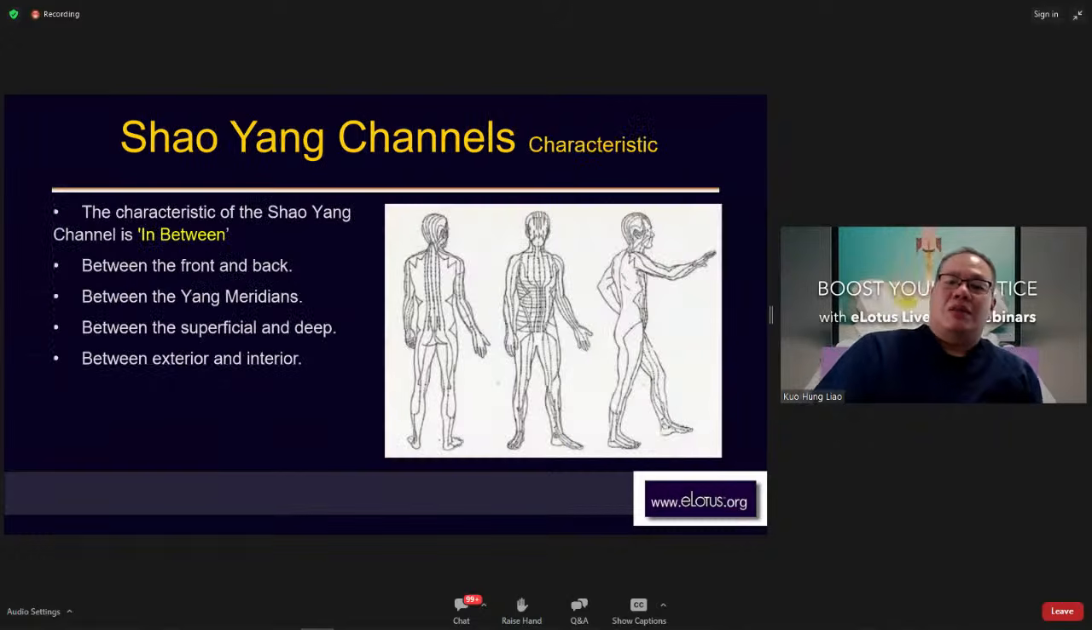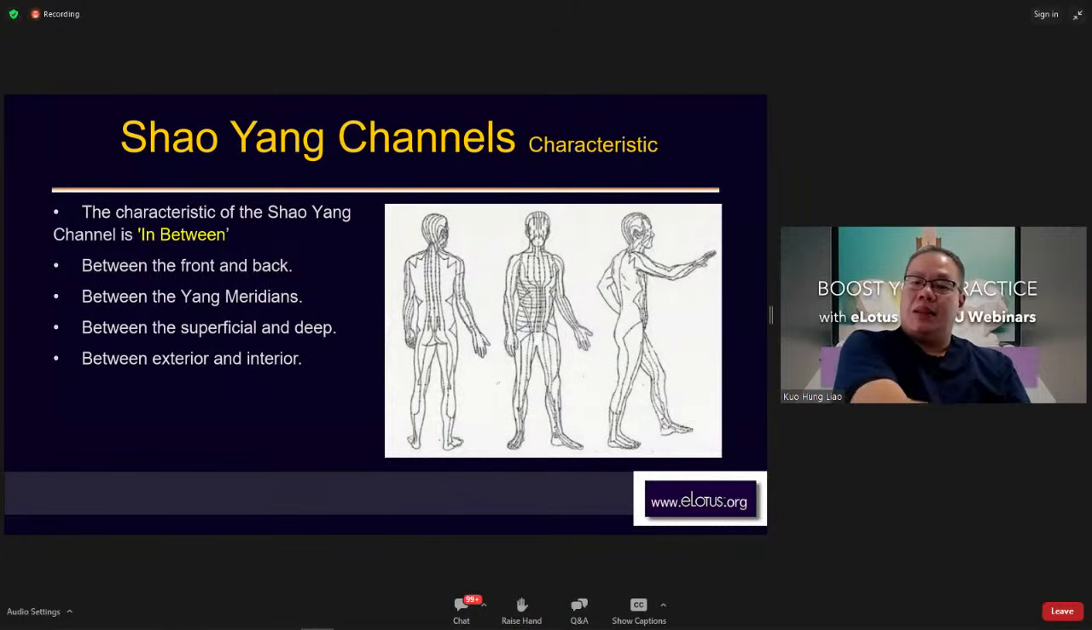Okay. So basically the Shaoyang channel, I think I talked about earlier about that. It's in between. That's a key character. In between the front and back of the body. So it travels outside of the body. Okay. So it's in between the yang meridians. You can see the yang meridians, like Yangming is in front of the body, and Taiyang is at the back side of the body, and Shaoyang is between front and back, so it's at the side of the body.